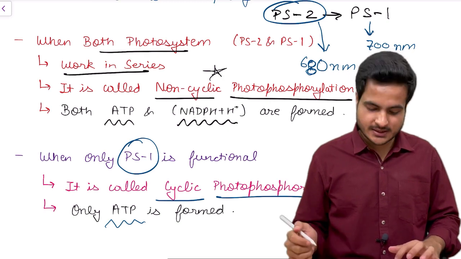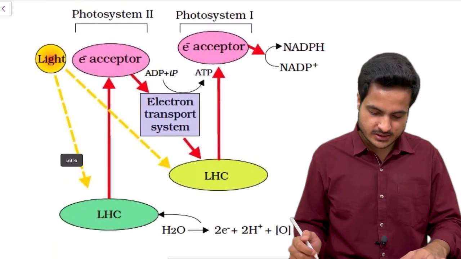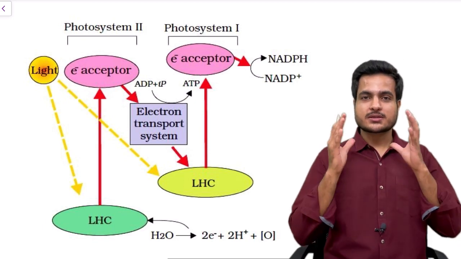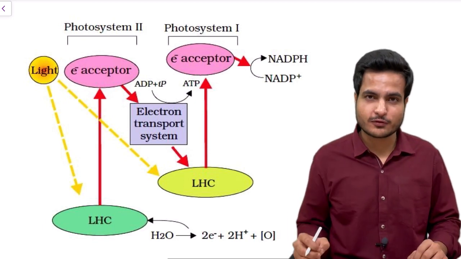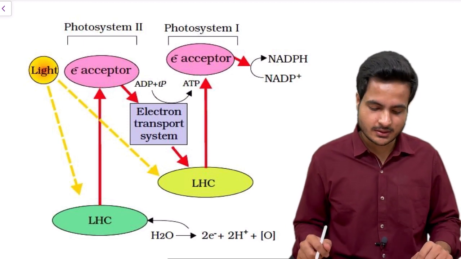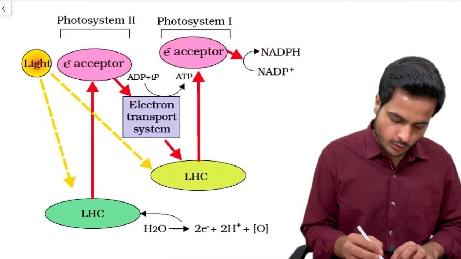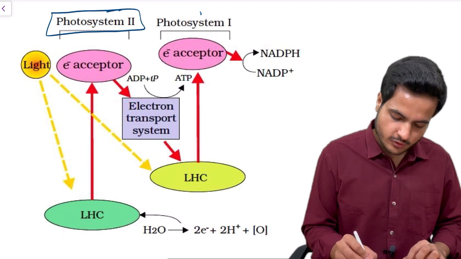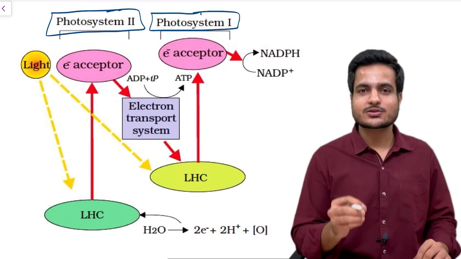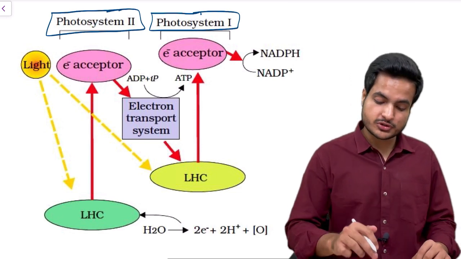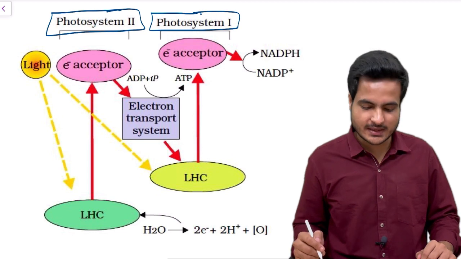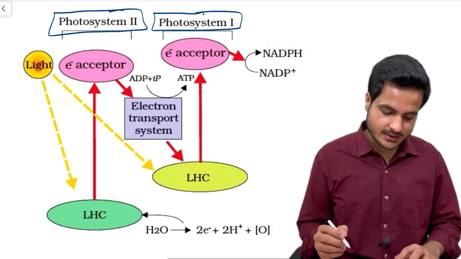Now let us see this reaction in detail. This is the NCERT diagram, and here we'll be discussing the steps of non-cyclic photophosphorylation. Why do I call this non-cyclic photophosphorylation? Because I can see both photosystem 2 and photosystem 1 are working together, and when they function together, it is called non-cyclic. When photosystem 1 functions alone, it is called cyclic photophosphorylation. Now let's start the discussion.